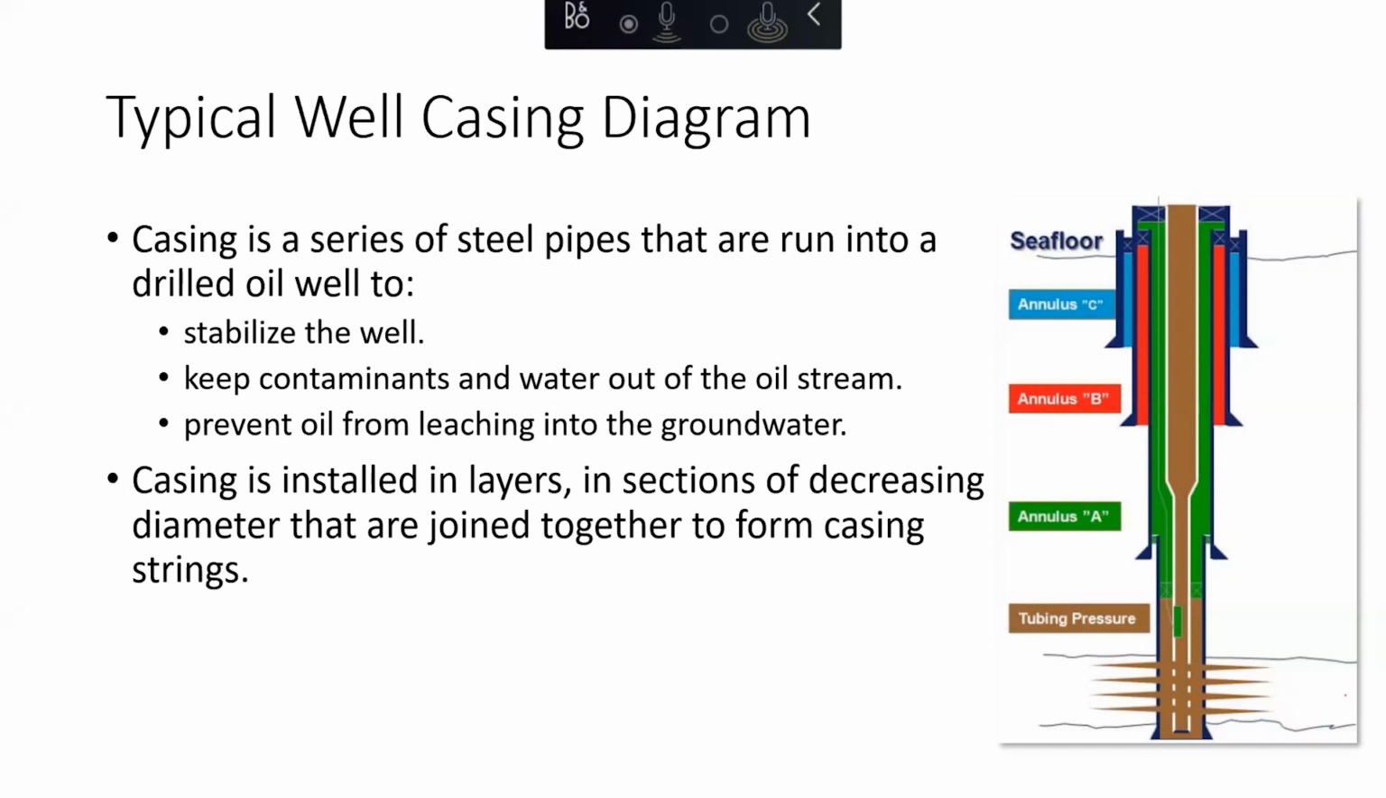So if you don't reach target at the 12 and a quarter, the first thing that you're going to set is the 10 and 5/8, and then you drill a little bit smaller than the 10 5/8, and you set the 9 5/8 as possible. Depends on whatever you have and what you have planned.